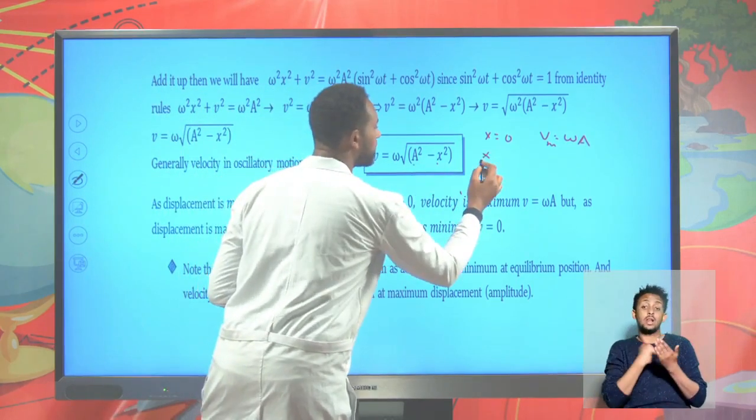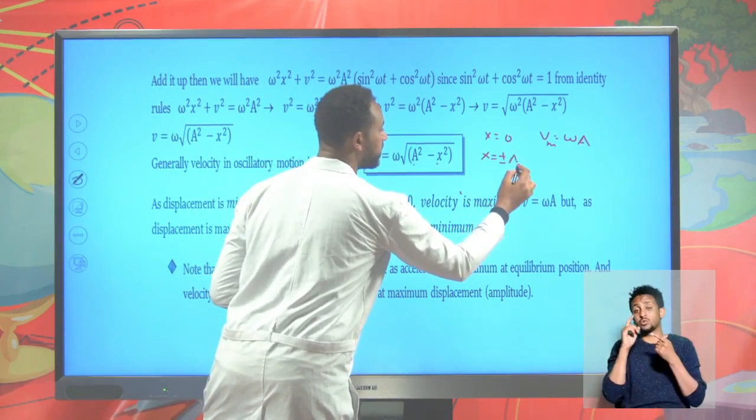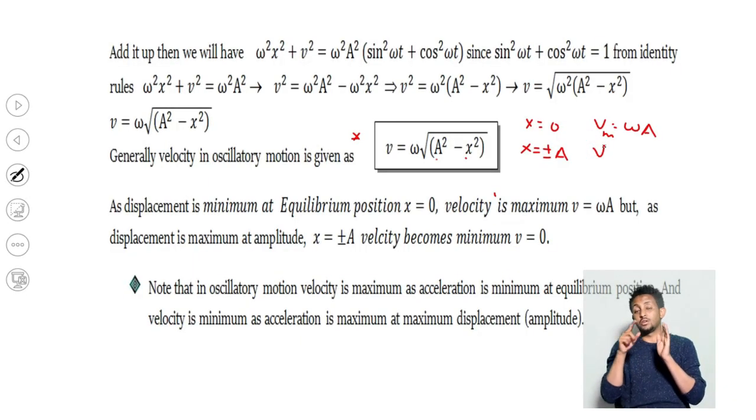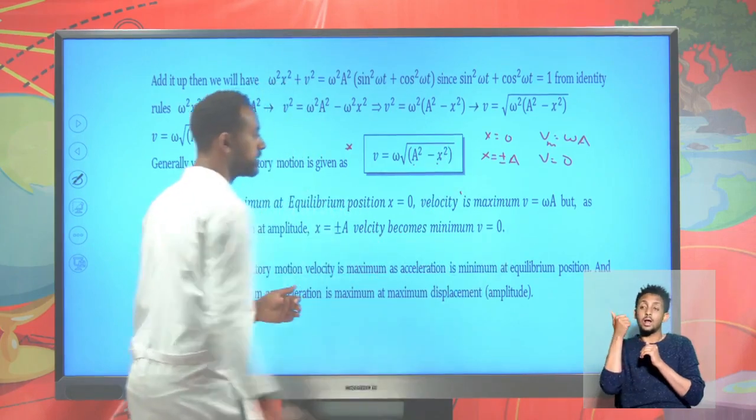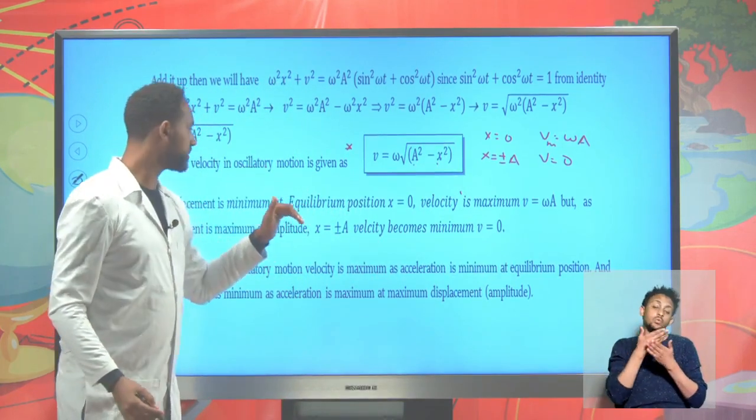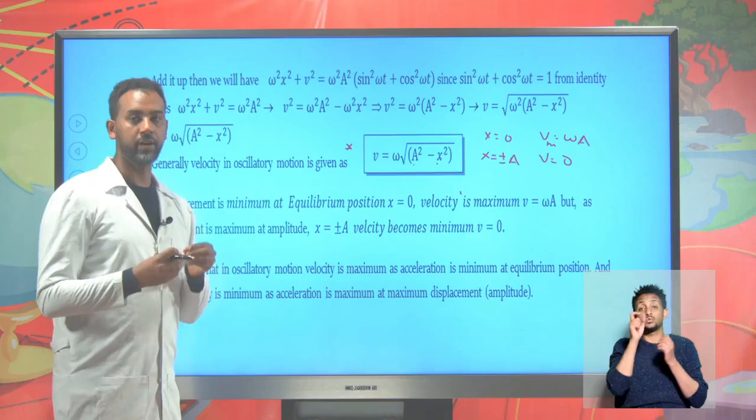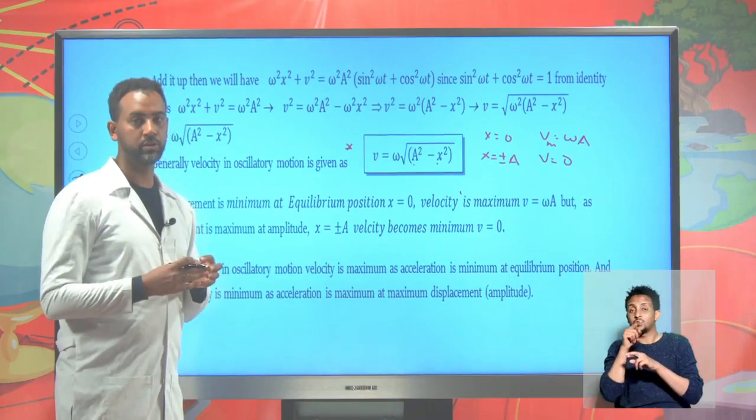Whereas at x equals plus or minus amplitude, the velocity is 0, because at x equals amplitude, amplitude squared minus amplitude squared gives us 0. This is what it says. So you should find this relation and recall these concepts.